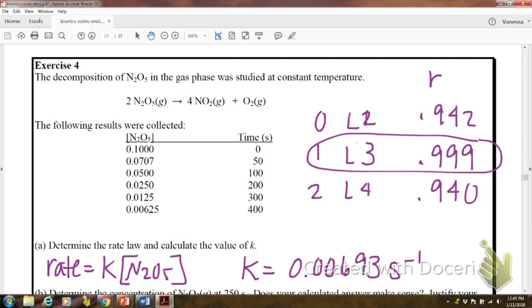Why is L3 the winner? Because the R value is the closest to 1. We're looking for whatever is the closest to plus or minus 1. And so the 3 R values were right there. So 0.99 was the closest, so it wins.